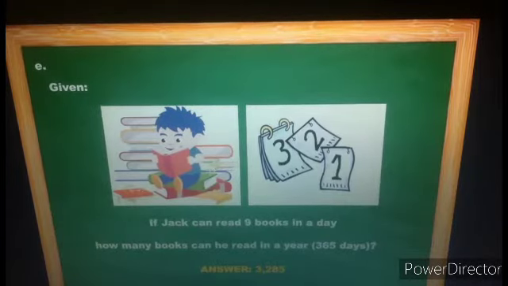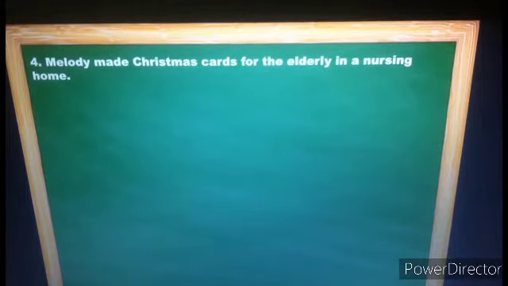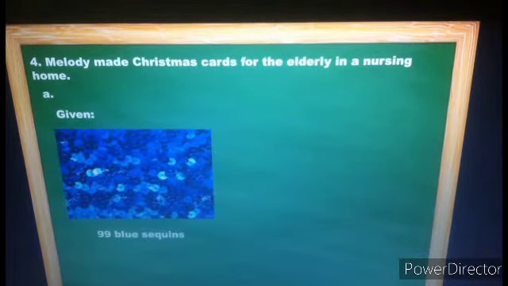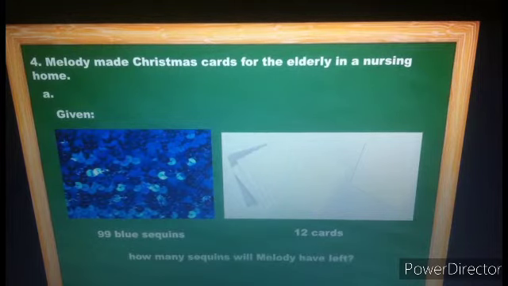Now, we will proceed to number 4. Melody made Christmas cards for the elderly in a nursing home. The first problem is that she had 99 blue sequins and distributes the sequins equally to 12 cards, as you see in the picture. The question is, how many sequins will Melody have left? What do you think is the best operation to get the answer for this question? So write down your answer.